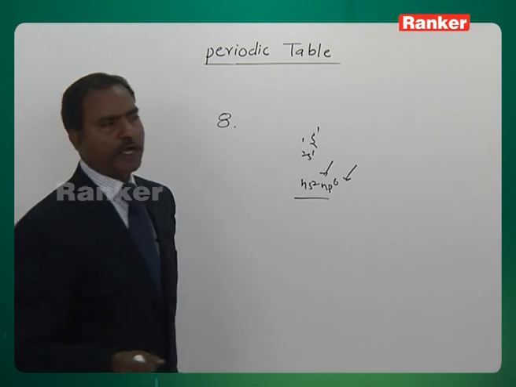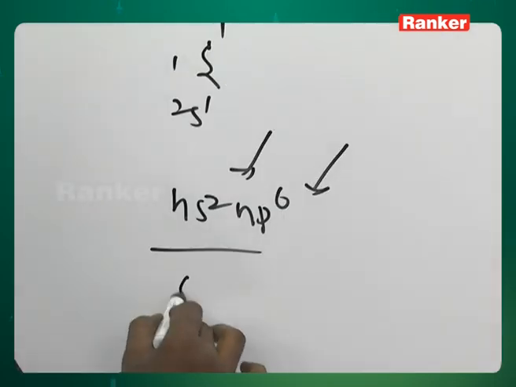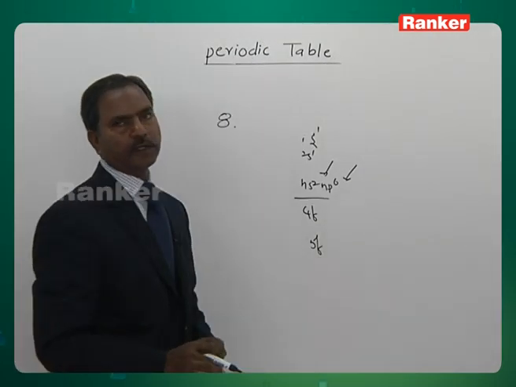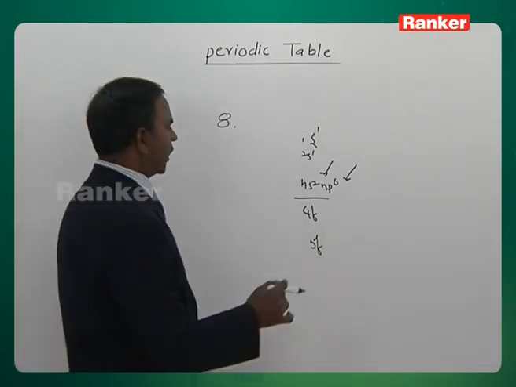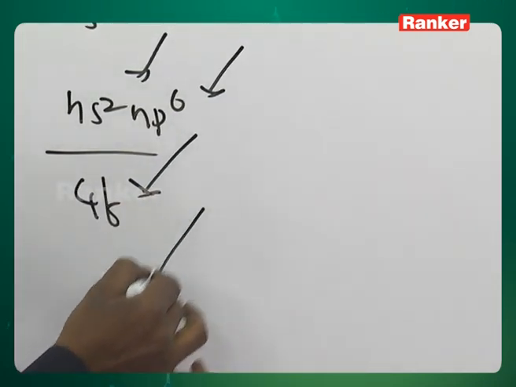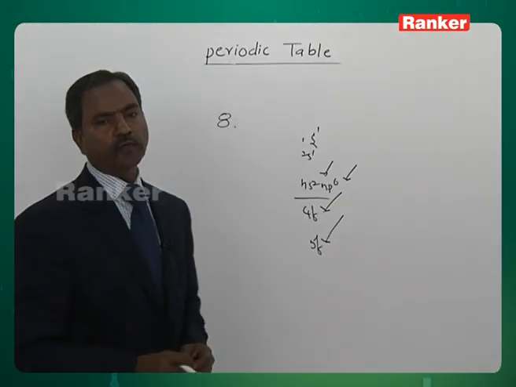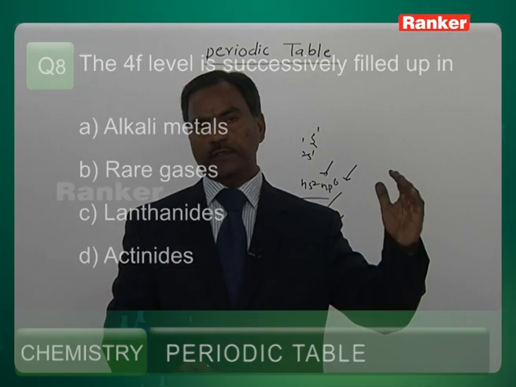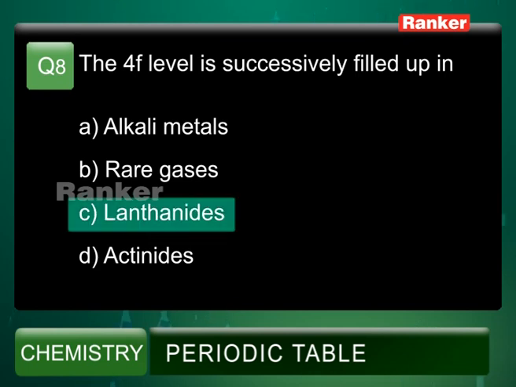Talking about lanthanides, lanthanides are also known as the 4f series. Actinides we call the 5f series. In the case of lanthanides, the differentiating electrons are entering into 4f orbitals. In actinides, the electrons are entering into 5f orbitals. Therefore, 4f series lanthanides. Therefore, question number 8, answer is C.